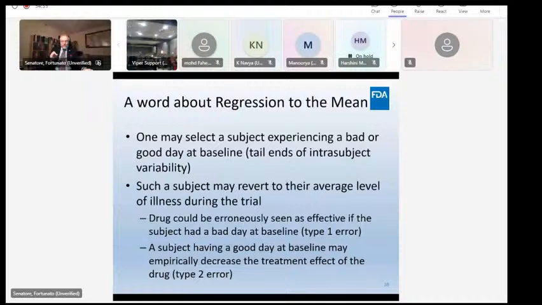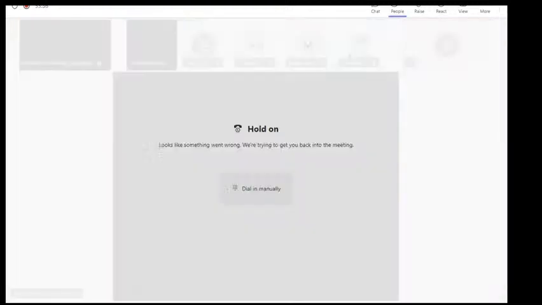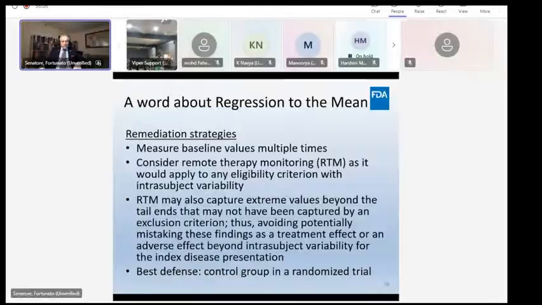So if they're having a really bad day when they got randomized, and then a couple of days later they feel better, it's not because the drug did anything, but it might be because they are back to what they used to be before they had a bad day. Or if the subject is having a great day, and he very seldom has a great day, but he happens to have one of those good days when he signs consent and gets randomized, and then a few days later he goes back to the way he was, you're disease presentation.